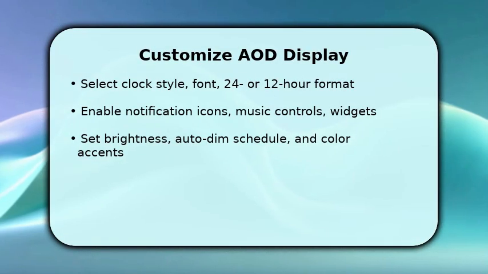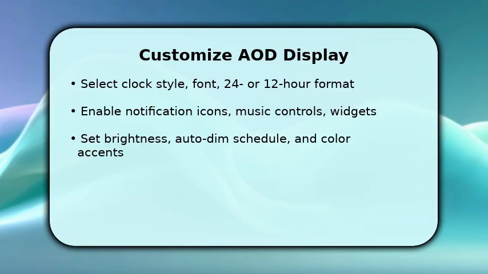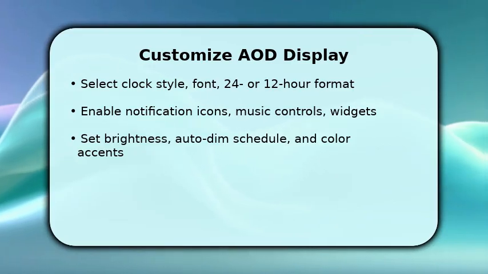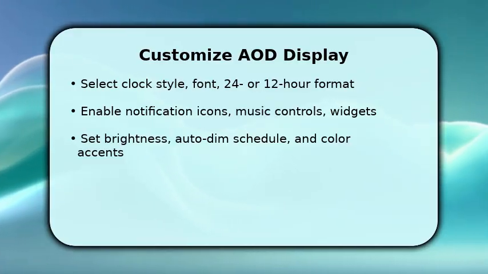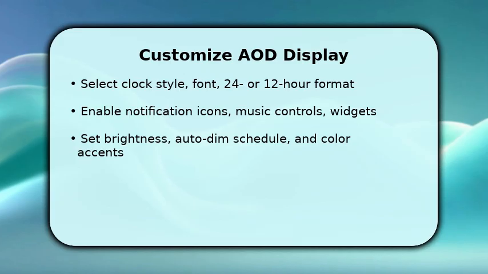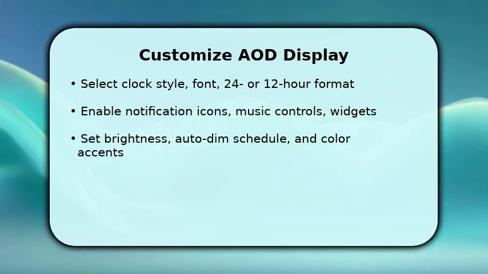You'll customize appearance and behavior now. Choose a clock face and tweak font or 24-hour versus 12-hour formats so information is instantly readable. Then enable notification icons and any quick controls like media or calendar widgets. These reduce taps later. Adjust brightness and auto-dim schedule to balance visibility versus battery use.